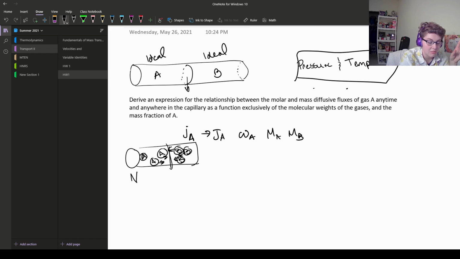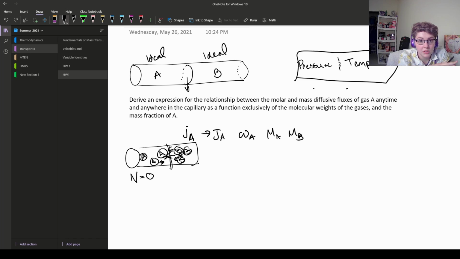So let's just say this point in time right here. If you have more moles moving to the left than you do to the right, then you're going to get a buildup of moles on the left, and that's not uniform equilibrium. So by that logic, we know that the total molar flux has to be 0.